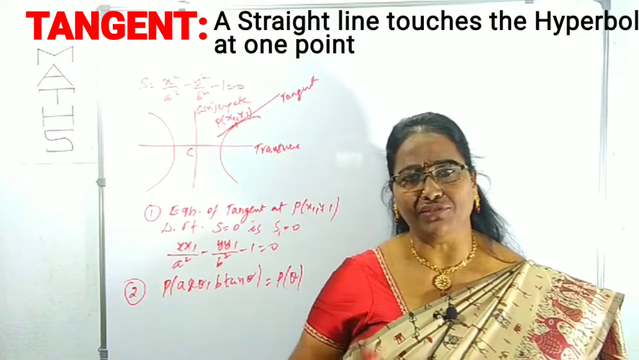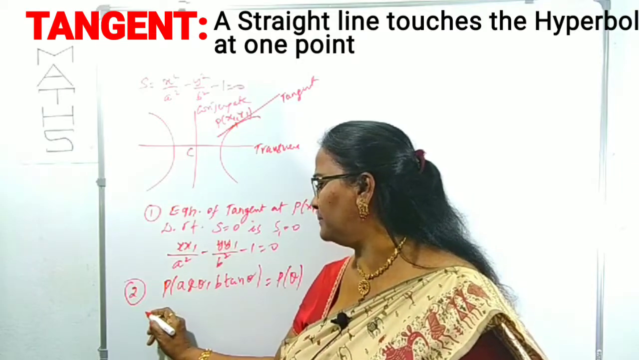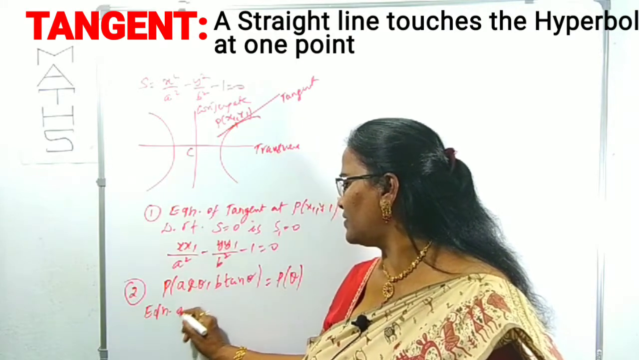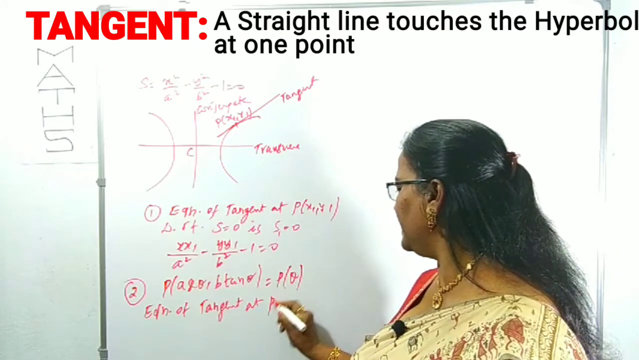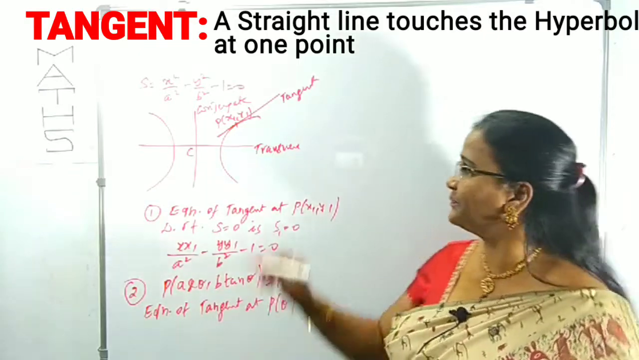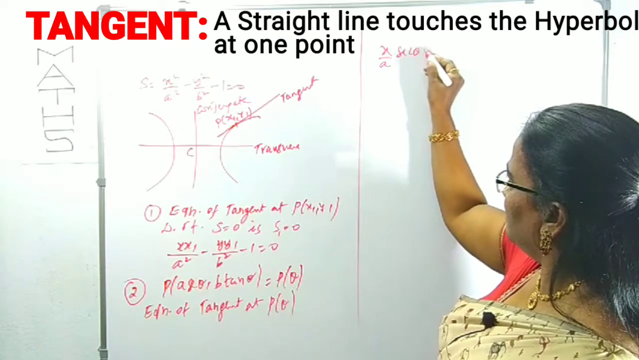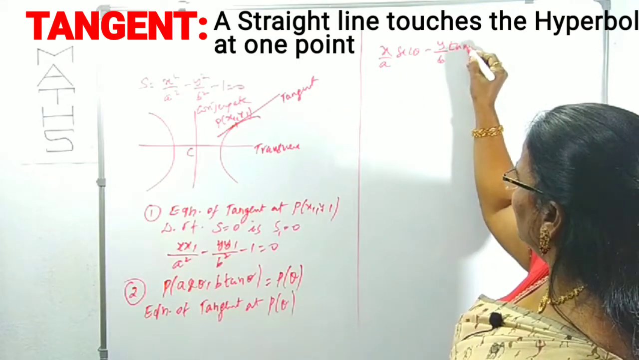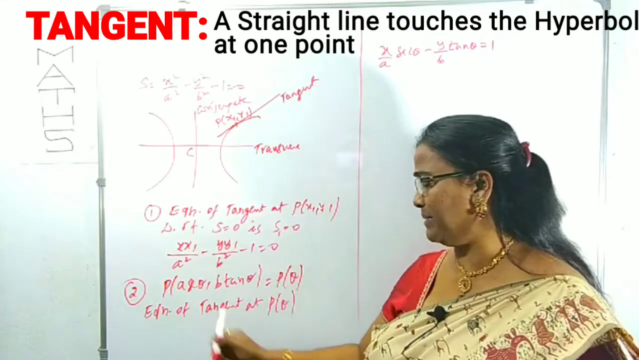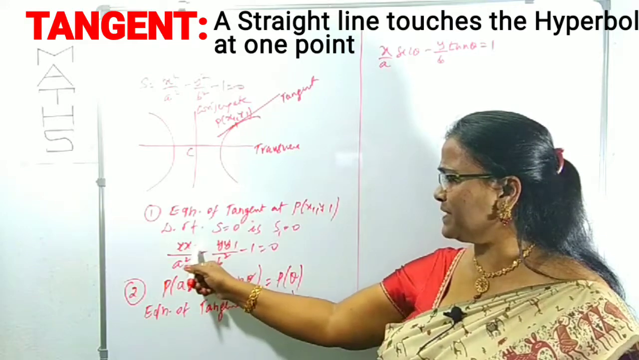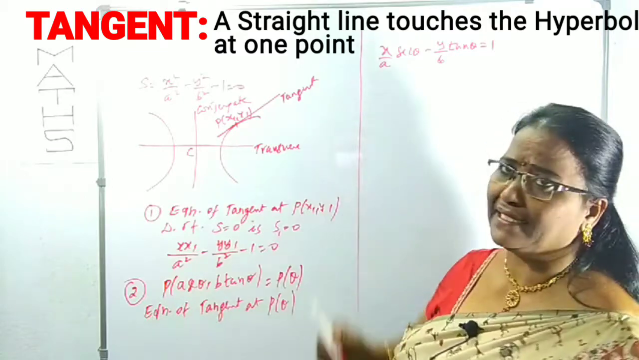Now, what is the equation of the tangent at this parametric point? The equation of the tangent at P(theta) is simply x by a sec theta minus y by b tan theta is equal to 1. That's it. That is the equation of the tangent at the parametric point. Simply, in place of x1, y1 in this equation we replace a sec theta, b tan theta, and we get this. That's it.